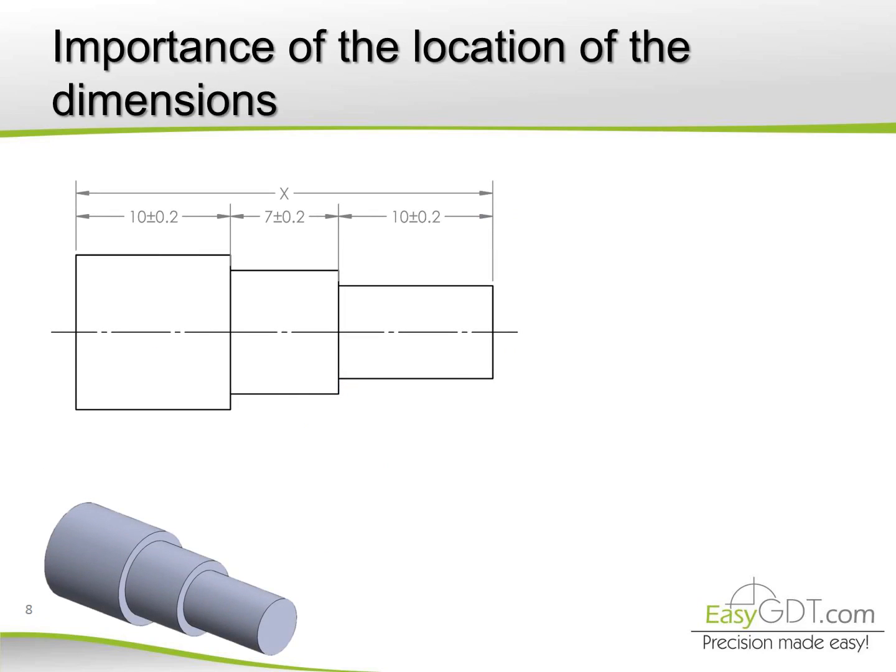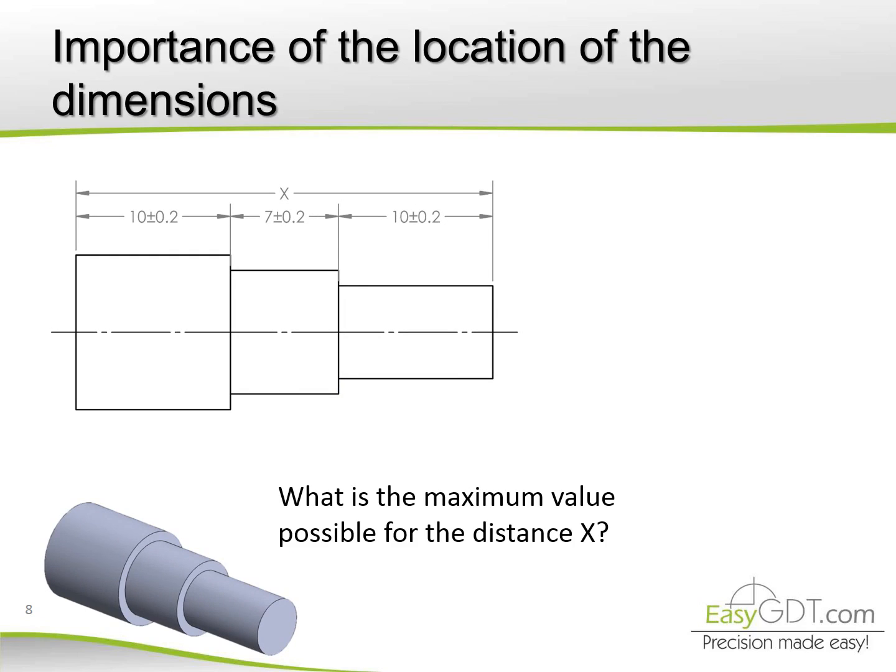Now we'll see the importance of the location of dimensions in our drawing. Please calculate which is the maximum value that can be at the distance x. Pause the video and resume when you have the answer. Ready? A simple way to do this is to separate the dimension from its tolerance. Then, sum the dimensions and tolerance separately. At the end, add both amounts. And in this case, the result is 27.6.